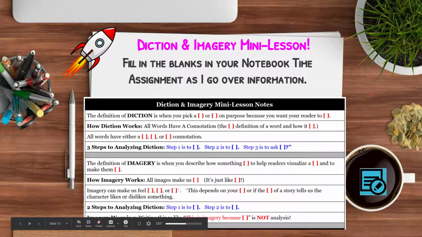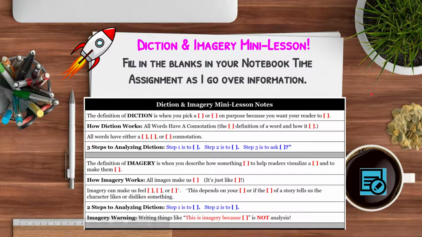All right, students, this is the Diction and Imagery mini lesson. As I go through the information in these next few slides, you're going to need to fill in the blanks in your notebook time assignment. You'll see that there are brackets for when you're inserting certain words, so make sure that you add in those missing words. You don't have to keep the brackets, you can just delete them.